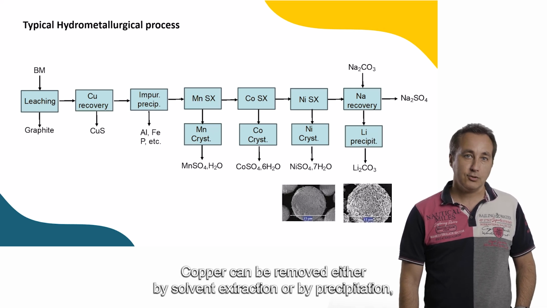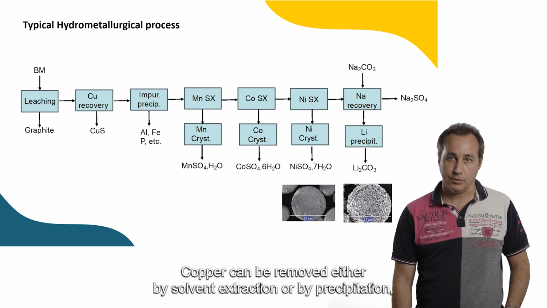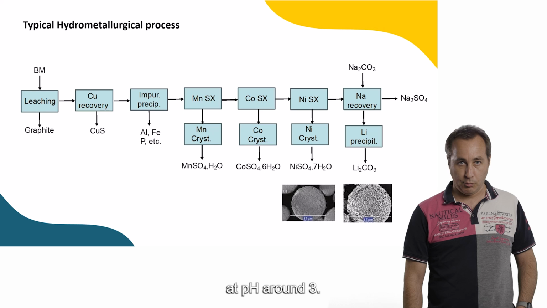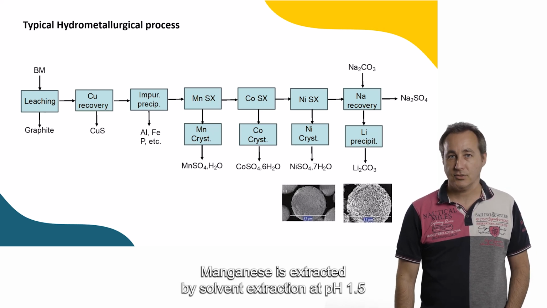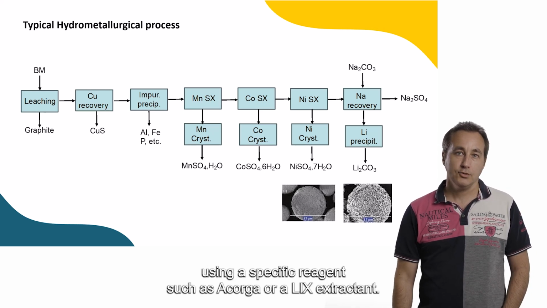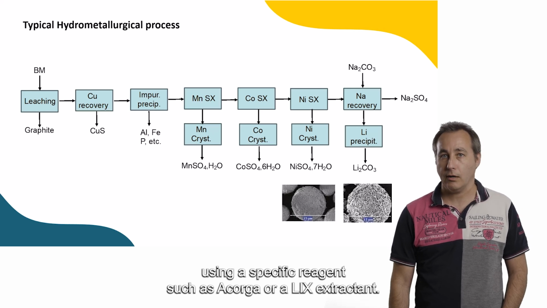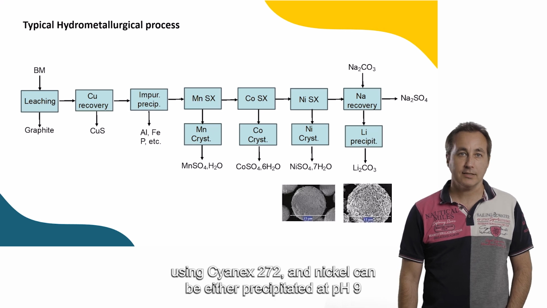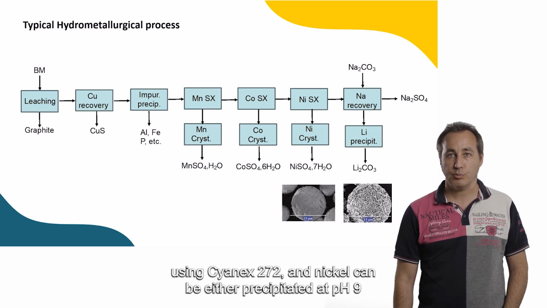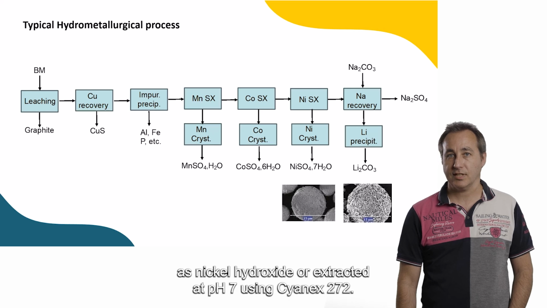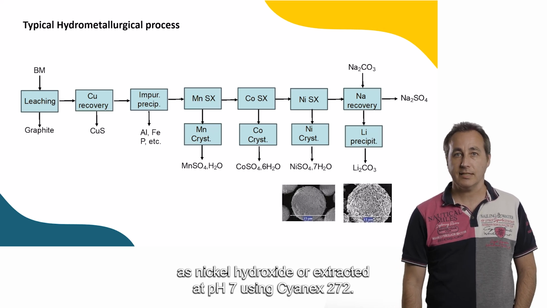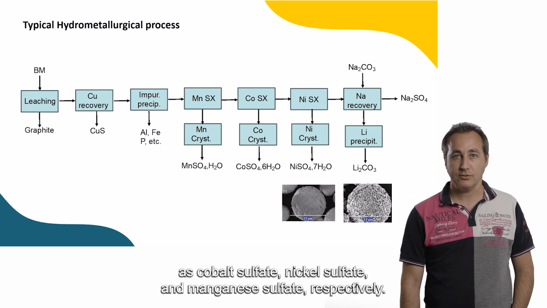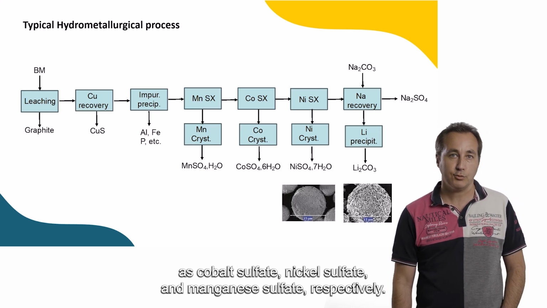Copper can be removed either by solvent extraction or by precipitation, while iron and aluminum are eliminated through neutralization at pH around 3. Manganese is extracted by solvent extraction at pH 1.5 using a specific reagent such as Acorga or LIX extractant. Cobalt is extracted at pH 4.1 using Cyanex 272, and nickel can be either precipitated at pH 9 as nickel hydroxide or extracted at pH 7 using Cyanex 272. In this case, cobalt, nickel, and manganese can be crystallized as cobalt sulfate, nickel sulfate, and manganese sulfate respectively.